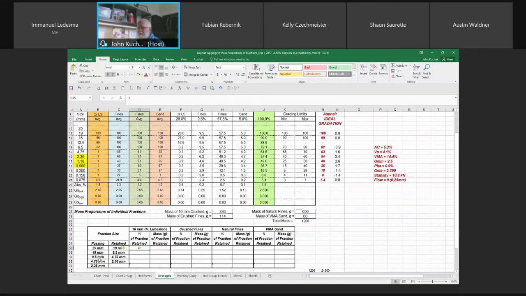We're looking at the fraction with the material passing the 19, retained 9.5. What's our percent retained on the 9.5? Would that be 78 retained? And how did you determine that? Well, it's just 100 minus 22. Perfect. Let's see if that's what we got. There it is. Okay, what's our percent passing 9.5, retained 475? 21.